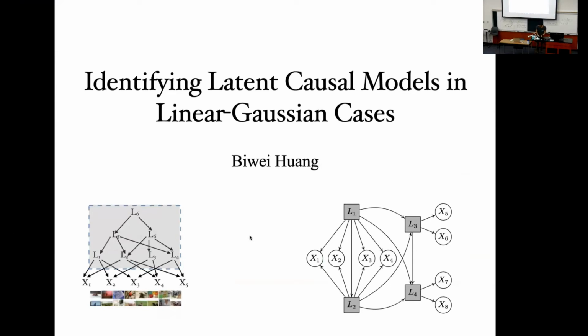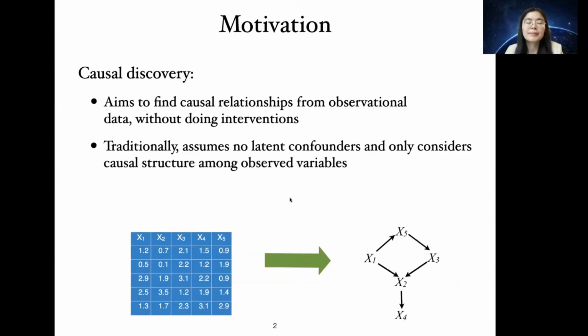So in the following half an hour, I will introduce our method for identifying latent causal graphs and models in the linear Gaussian case. Let's first see the motivation. For causal discovery, we aim to find causal relationships from observational data without doing interventions, because intervention is computationally inefficient and may not be possible in some cases.